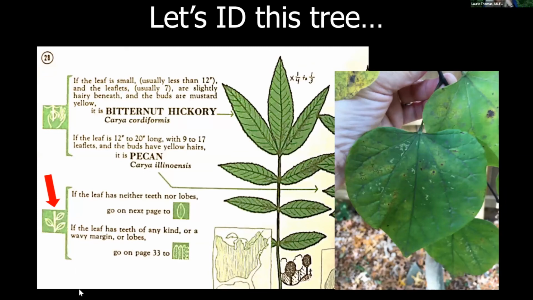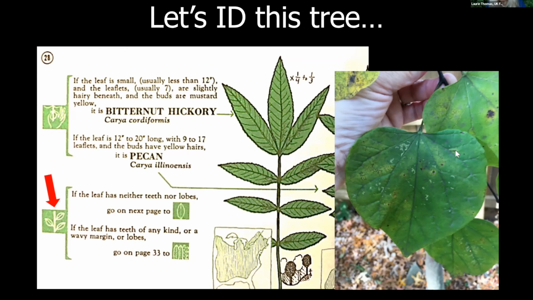Now it's asking us a little bit about what the margins look like. Remember, that was the next set of questions. So it asks us if our leaf, and it's kind of oddly worded, if the leaf has neither teeth nor lobes, go to the next page. Or if the leaf has teeth of any kind or wavy margins or lobes.